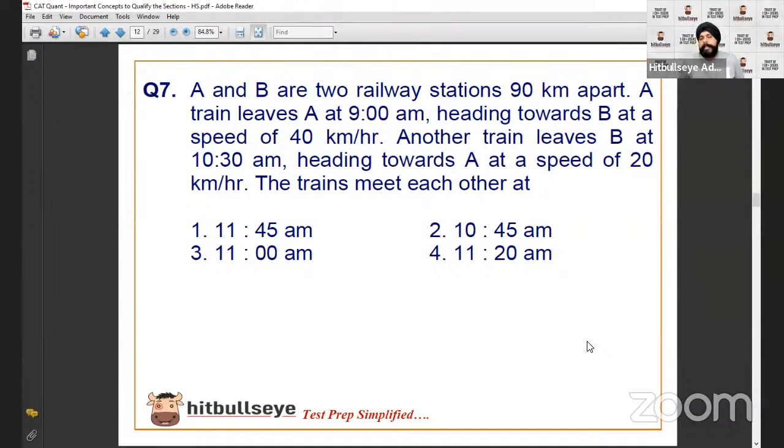Two stations 90 kilometers apart. A train leaves A at 9, heads towards B at a speed of 40. Another train leaves B at 10:30 and heading towards A at a speed of 20. The trains will meet each other at what time? They will definitely meet as they are heading towards A and B, and they are respectively starting from the opposite directions.